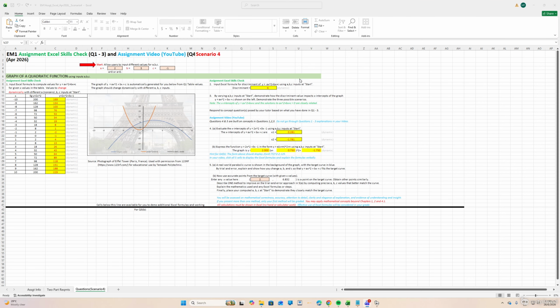Okay, so for question 4, it says here that I am required to evaluate the x-intercepts of y is equal to 2x squared plus 3x minus 1 using A, B, C inputs as start. So the way that I constructed this and how I got my values is, I've used the formula of negative b plus minus square root of b squared minus 4ac in the Excel sheet.